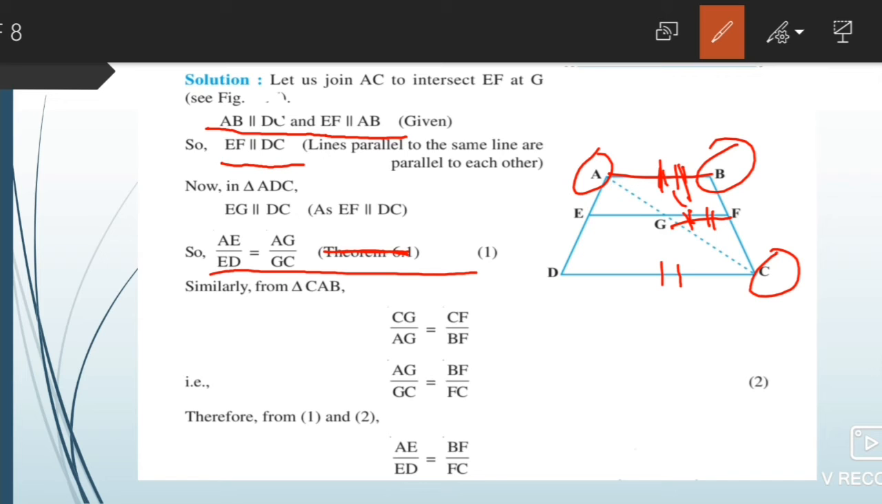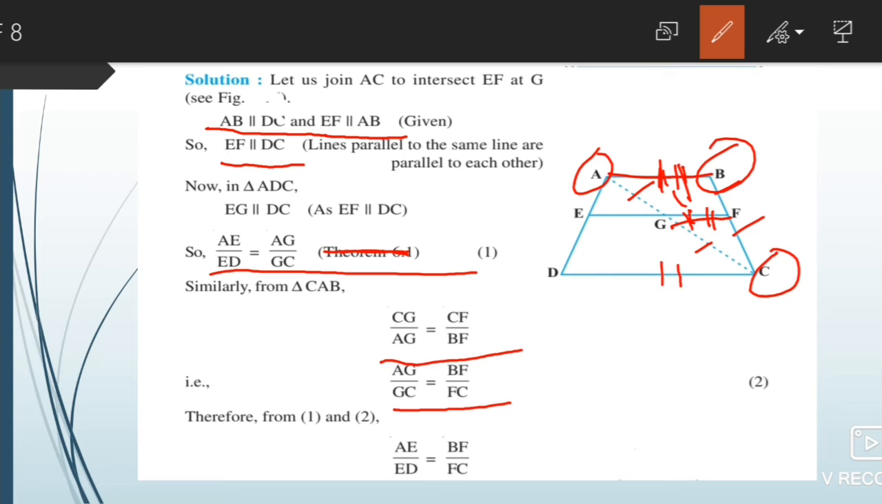If you use the BPT theorem in CAB, you will get CG by AG is equal to CF by FB. CG by AG is equal to CF by BF, or you can take the reciprocal in the next line. You will get AG by GC is equal to BF by FC.